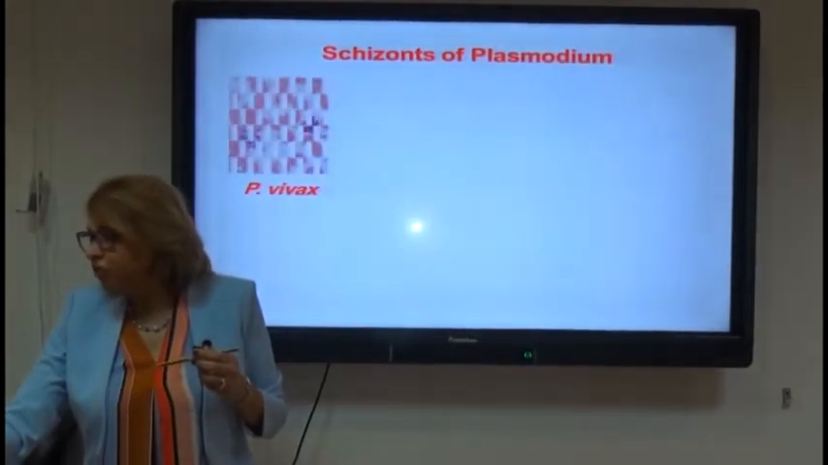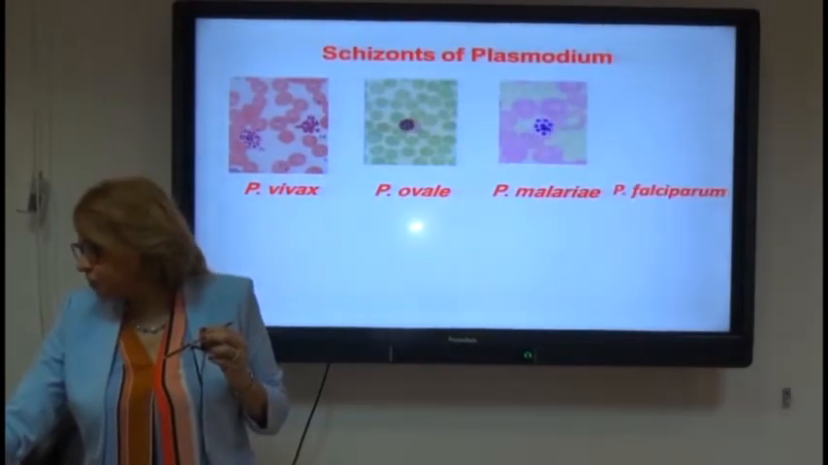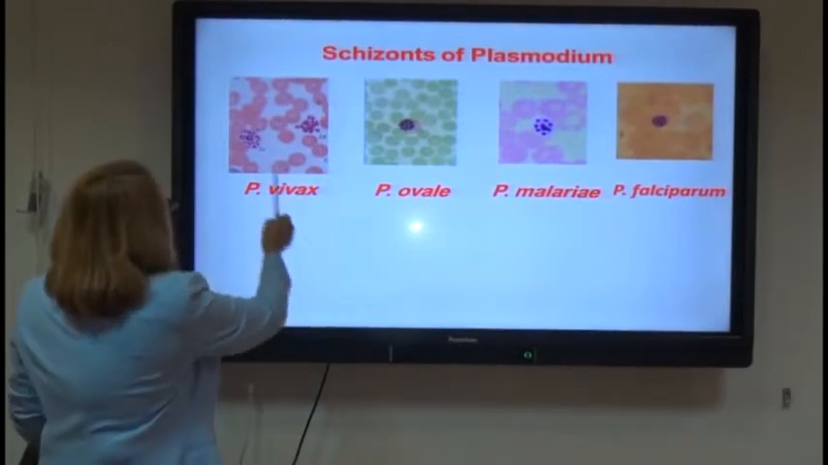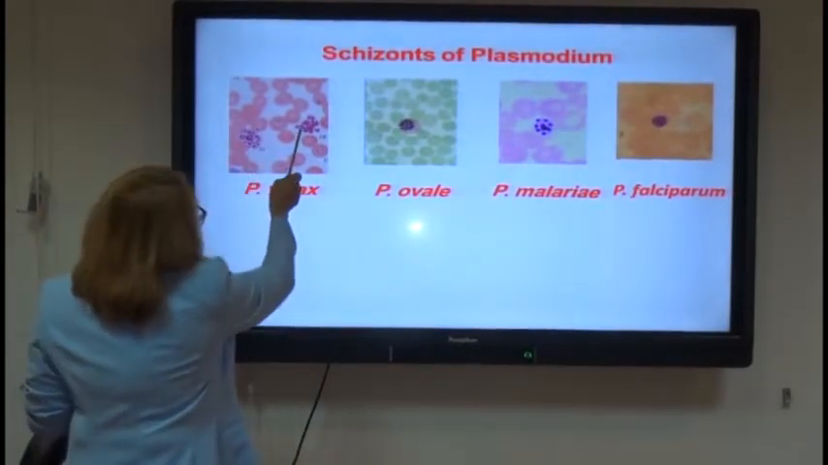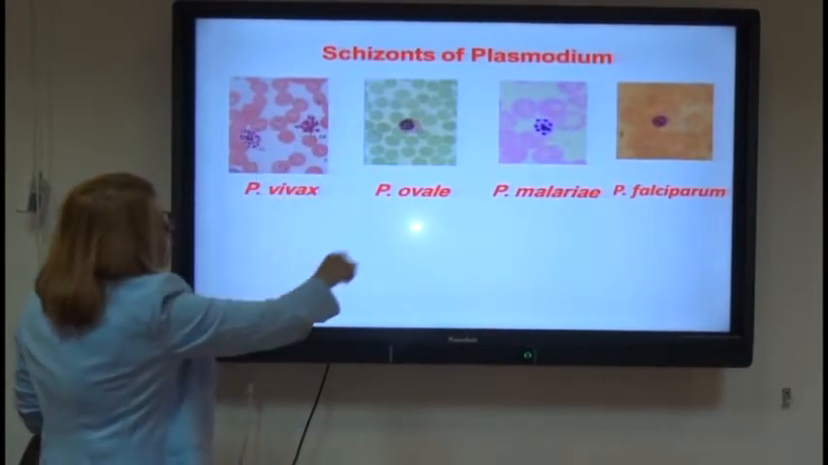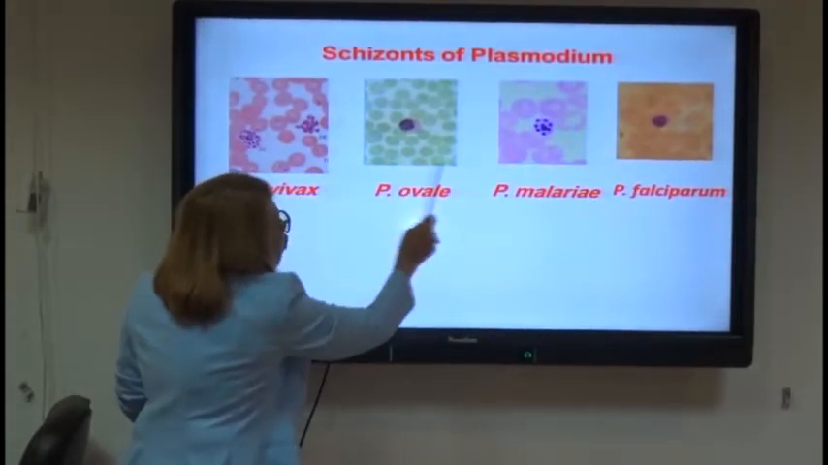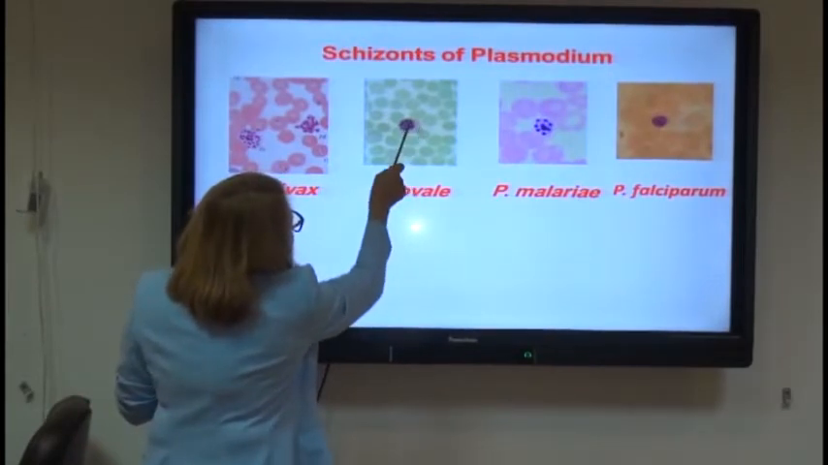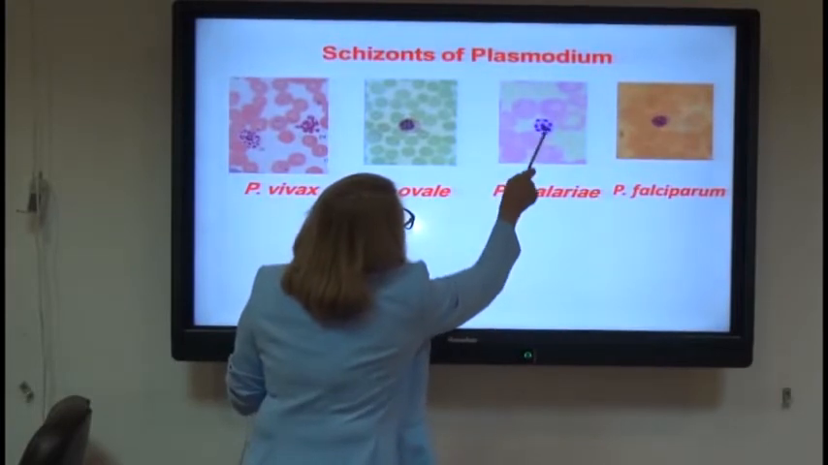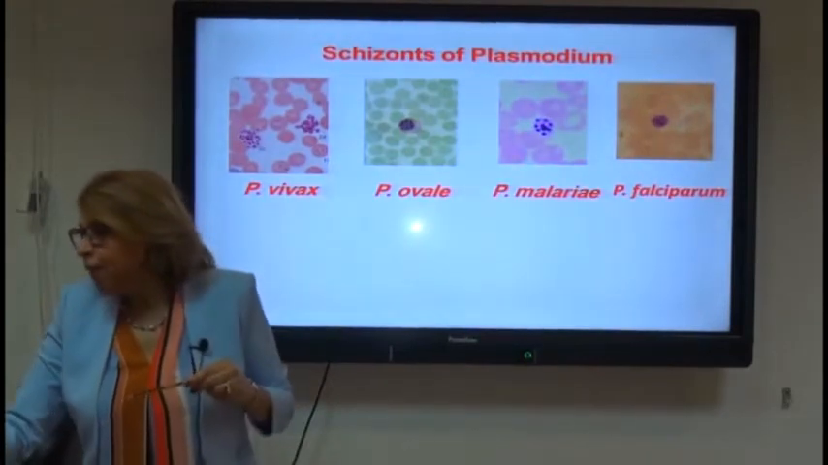The schizont of Plasmodium depends on the number of merozoites. The number of merozoites in vivax is from 16 to 24, an increased number of merozoites. Here it is from 6 to 12, and here also 6 to 12, but the difference between ovale and malariae is that the red cell here is enlarged and oval. Here it is rosette shaped. In falciparum, although it is compact, it is not seen in the peripheral blood.